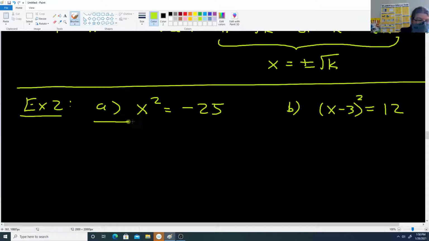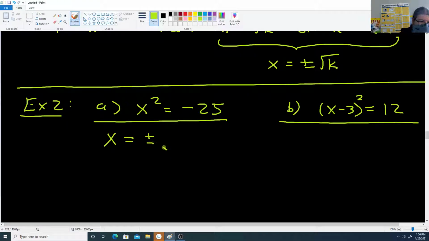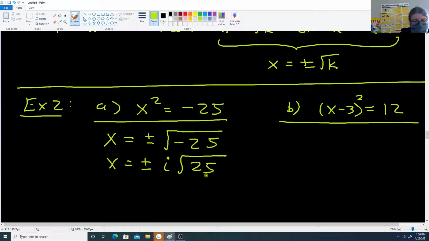So if we want to solve x squared equals negative 25, we would say, okay, let's get rid of the square by taking plus or minus the square root of the opposite side. So there's really two solutions here, the positive square root of negative 25 and the negative square root of negative 25. Now I can't simplify this until I make this a positive square root, so I need to pull i out. And now I get i times the square root of positive 25. The square root of positive 25 is 5, so I get x is plus or minus 5i.